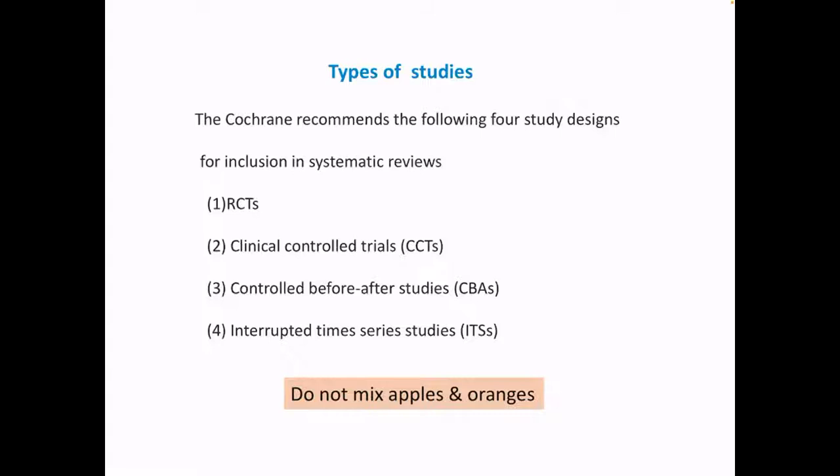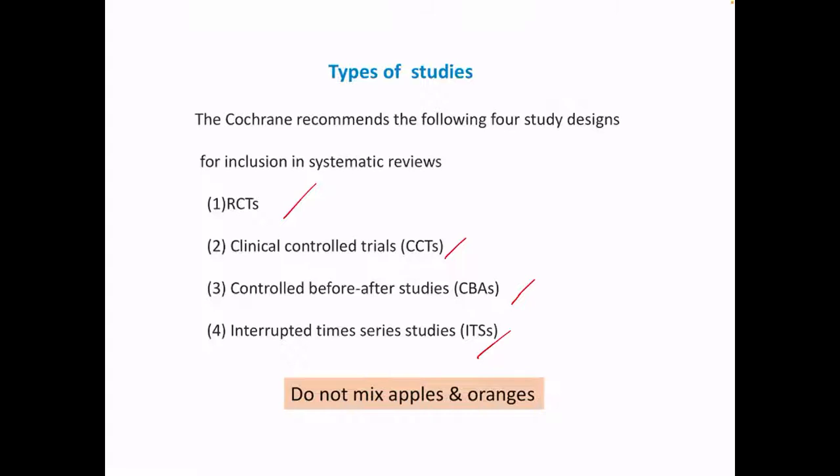Cochrane recommends four kinds of basic study designs which have to be included in systematic reviews. These could be RCTs, clinical controlled trials, controlled before and after studies, and interrupted time series studies. Now, I'm not going into the details of this. Today we can also do systematic reviews of observational studies. It could be clinical diagnostics. It could be prevalence. We could go into the depth and details of all this at a later time.